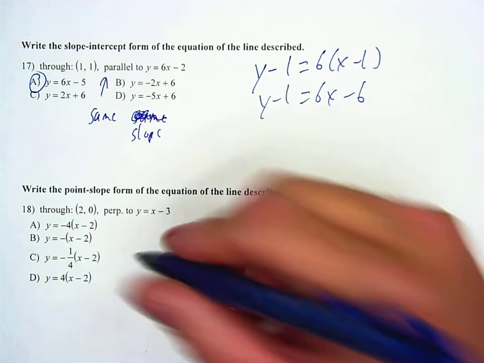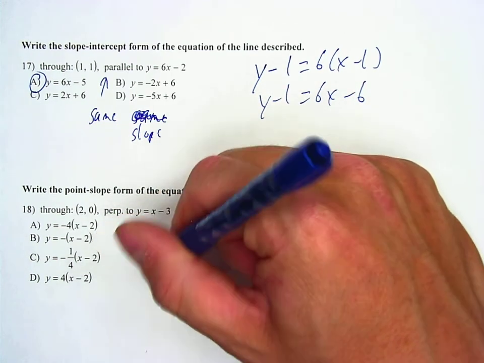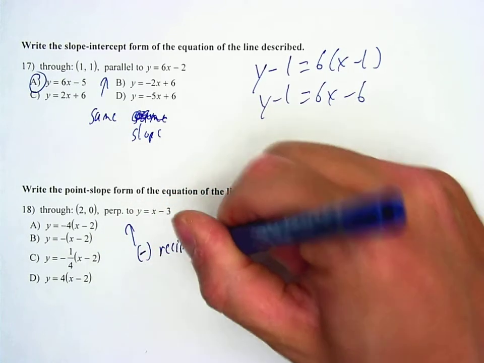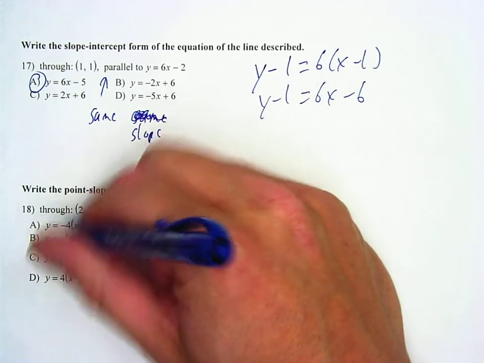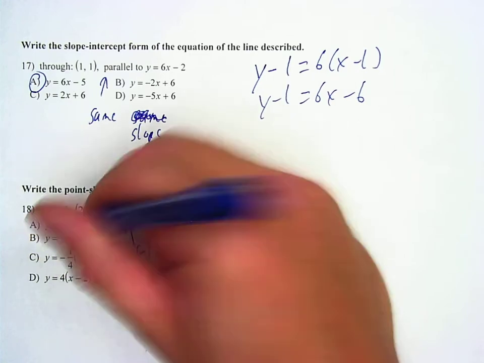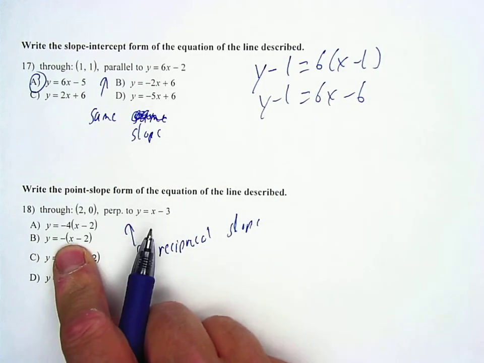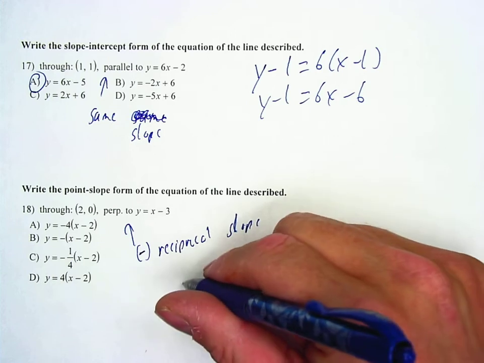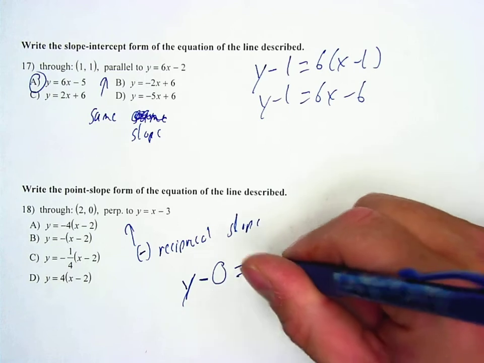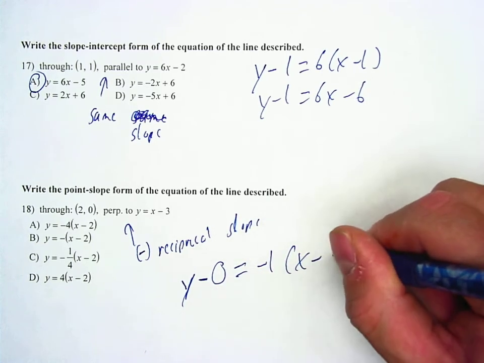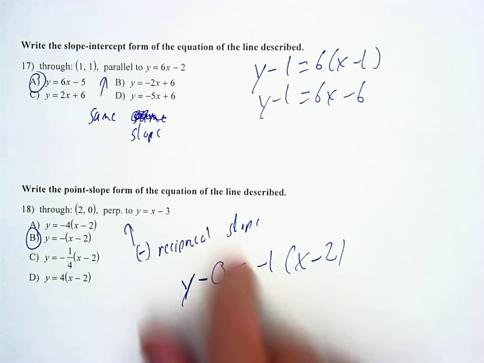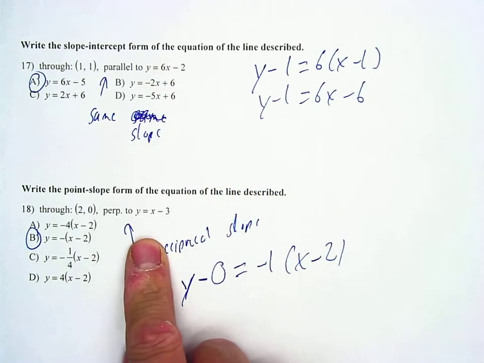All right, perpendicular means negative reciprocal slope. So there's only one of these that has the negative reciprocal slope. That slope is 1. When it negates and reciprocates, it becomes -1. Well, this is the only one that has it. And it does say point-slope form too, so it'd be easy to do this. Y minus 0 is equal to -1 times the quantity x minus 2. Anyways, same slope for the parallel, negative reciprocal slope for perpendicular.